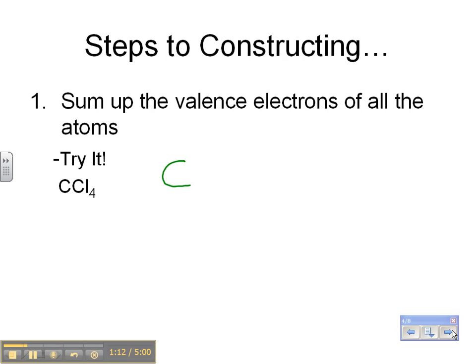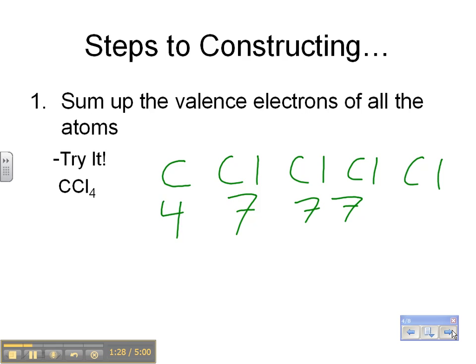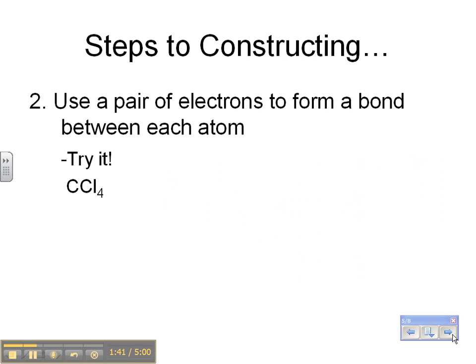So the C, and then you have 4 Cls. And the C has 4 valence electrons as found on the periodic table, and all of the Cls have 7 electrons. So you just add all of these up, and it equals 32 total electrons. So we'll have to remember that as we continue. So we had 32 total.